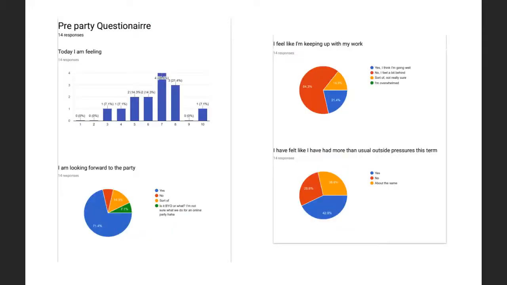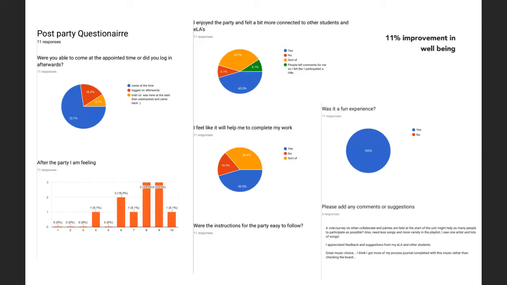And the questions are things about how you're feeling before the sprint, and if you're looking forward to it, and if you feel like you're keeping up with the work, and if you have outside pressures. And then afterwards it was, were you able to come, and how you're feeling. It was rated on a scale of 1 to 10, and you enjoyed the session and felt more connected to other students. And overall, there was an 11% improvement in wellbeing attending the sprint sessions.